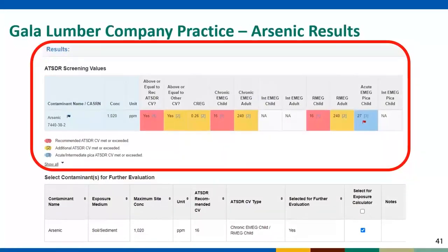In our case, the maximum concentration exceeds the recommended chronic child RMEG and EMEG, as indicated with the red shaded cells in the table. The maximum arsenic value also exceeds additional CVs, as indicated by the yellow shaded cells in the table, including the CREG, the chronic EMEG for adults, the RMEG for adults, and the acute pica child EMEG.